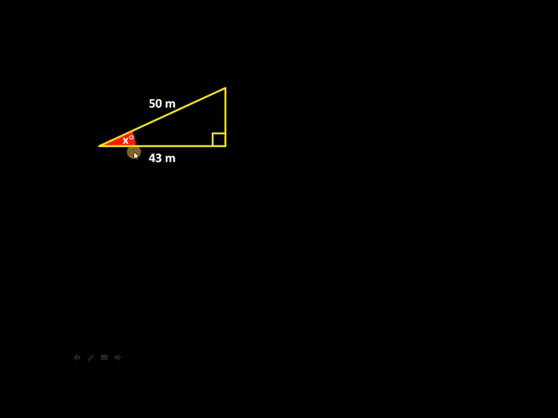In this question we want to find angle X. We start by labeling the sides. This is the longest side, we know it's called the hypotenuse, letter H. This side is the adjacent, letter A. We have A and H, we use the triangle for cosine. Cosine is A over H.